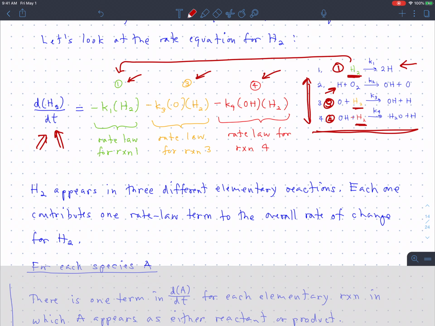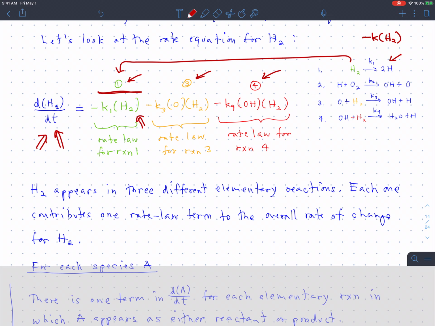All right, for reaction number 1, the term is just the rate law for reaction number 1, right? The rate law in this case is k times H2, and that's what we have here, with a minus sign because H2 is disappearing in this case. So when the species whose rate we're looking at is a reactant, that means it's disappearing. That means it gets a minus sign, and that's the minus sign that we see there.